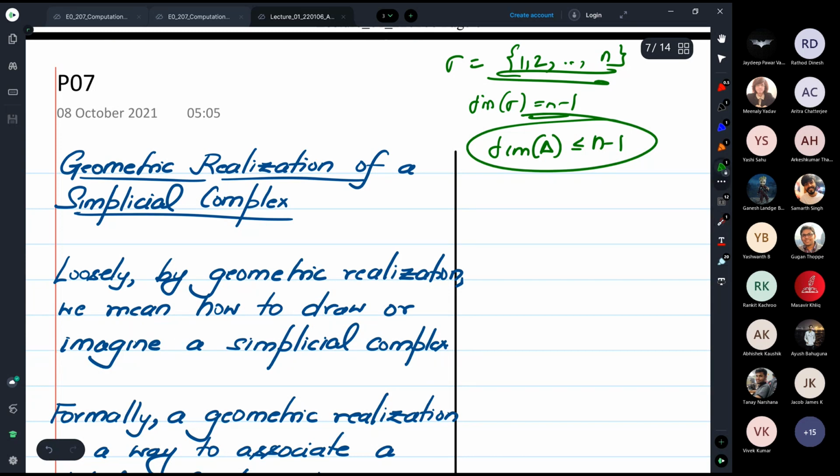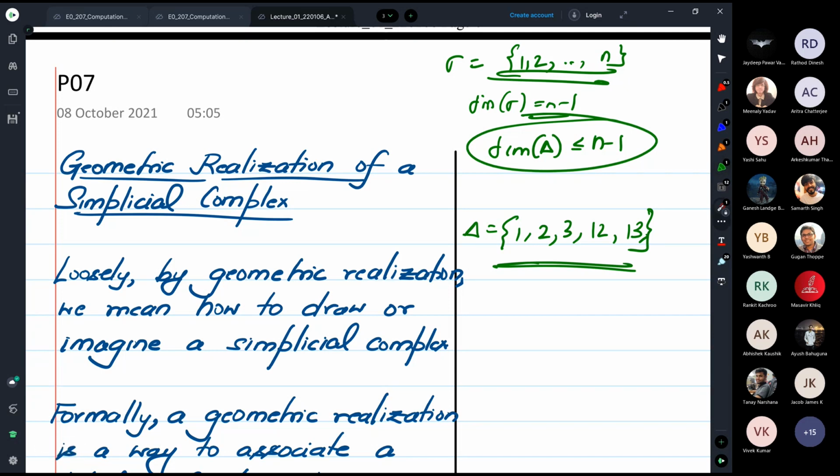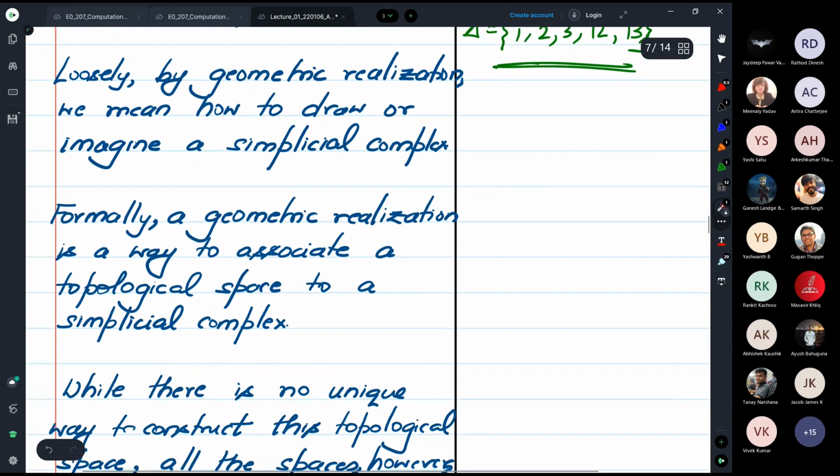So far, I'm just writing it as a set, right? So I wrote something like this, let's say. So you may ask, can I also draw a simplicial complex? So the answer is yes, you can draw it. However, we want that you follow certain rules. We don't want you to draw it in an arbitrary fashion, right? We want you to follow certain rules while you draw or imagine a simplicial complex. And when you follow these rules, whatever drawing you end up with is what will be your geometric realization of a simplicial complex, right? So this was the loose definition.